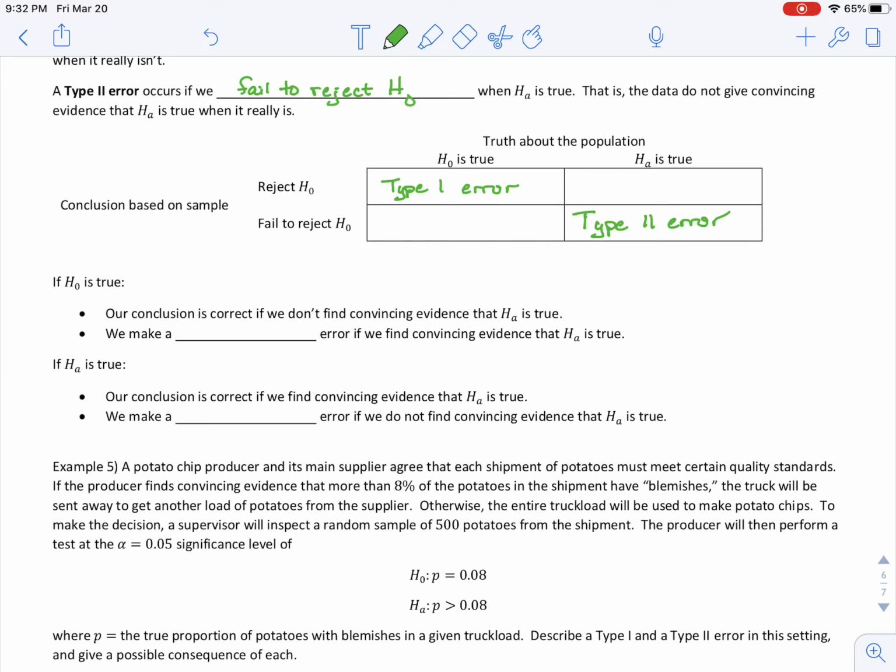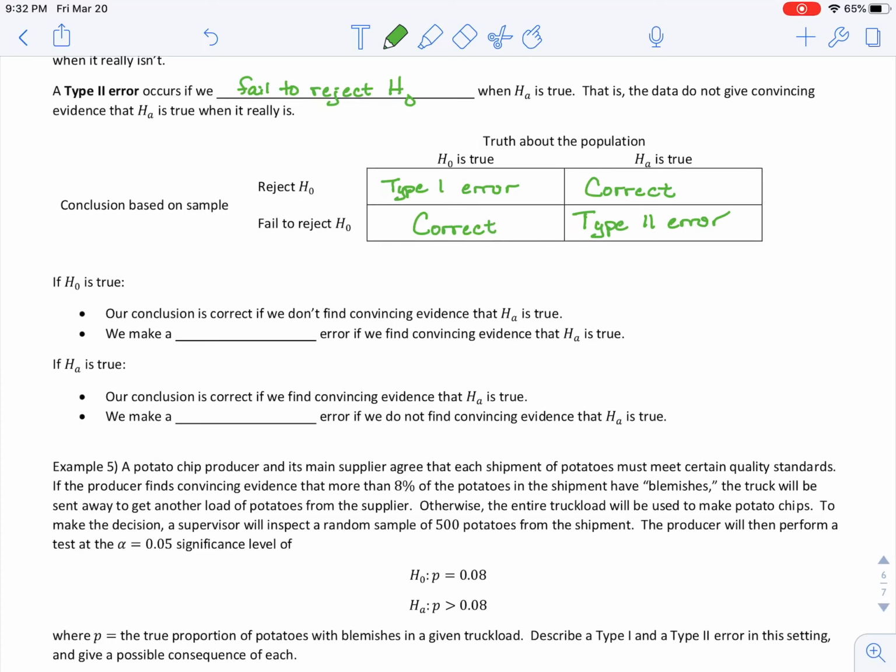However, if you reject the null and you say, yeah, that initial statement of equality is not true, and you end up saying, hey, look, the alternative is true, that's the correct choice to make. If you fail to reject the null, saying, I don't have enough evidence to get rid of this, and the null is actually true, again, that's a correct decision.